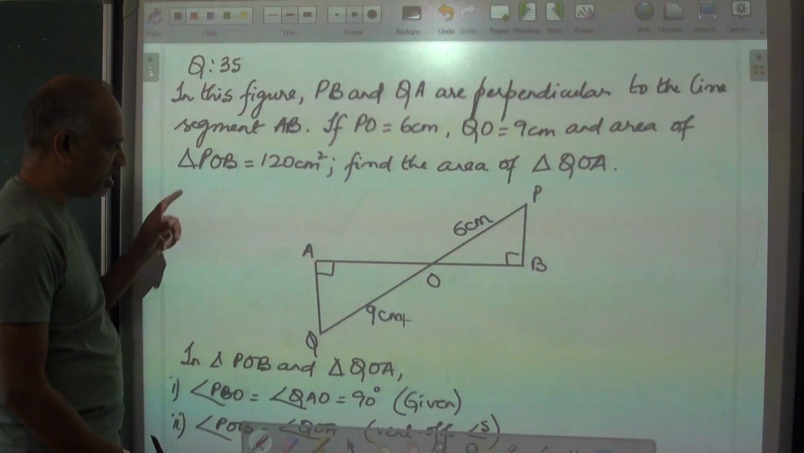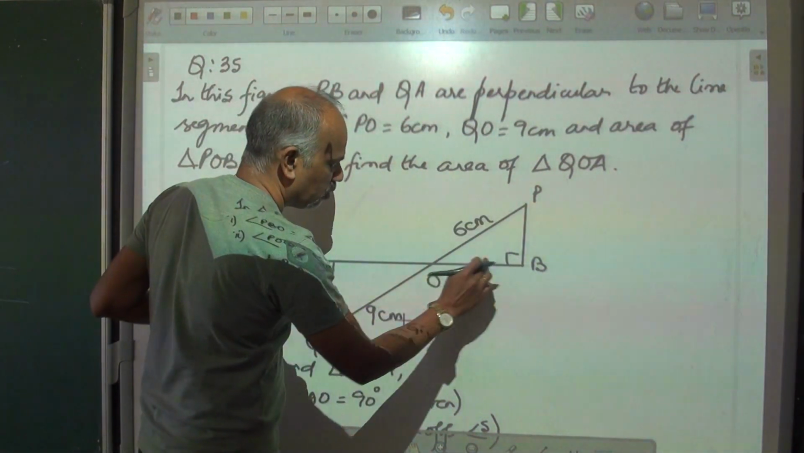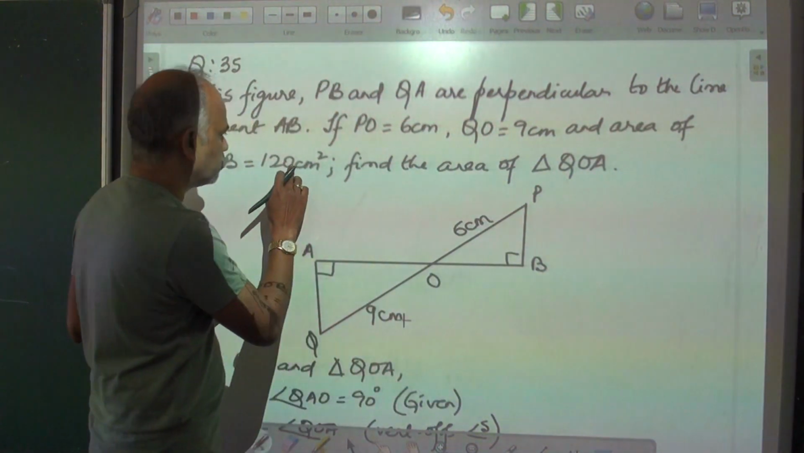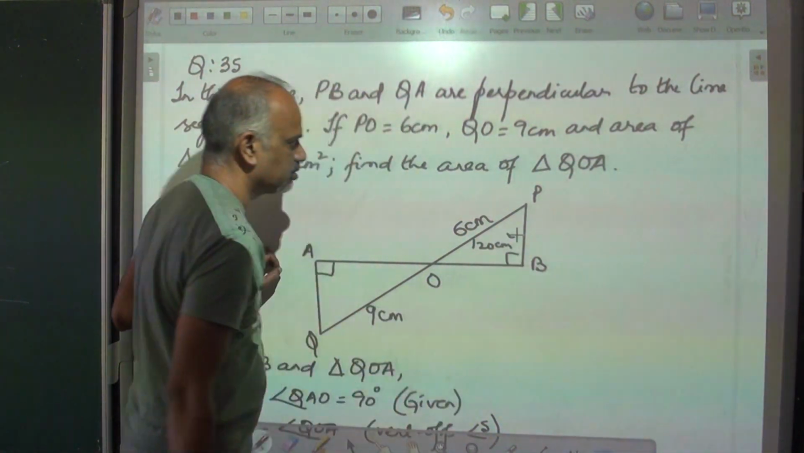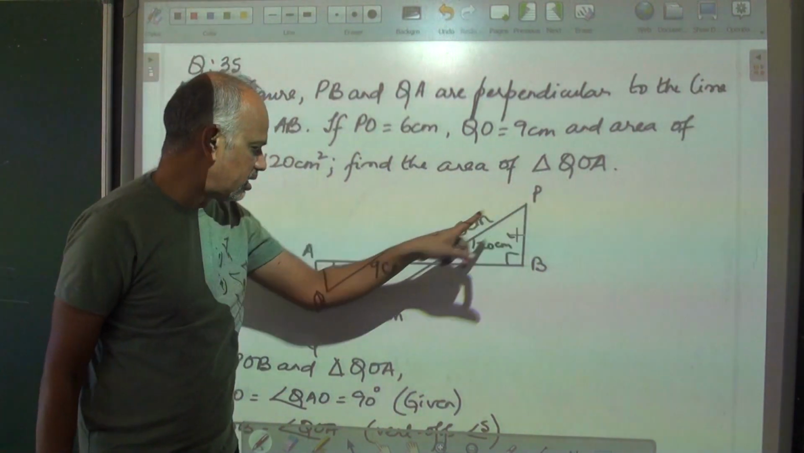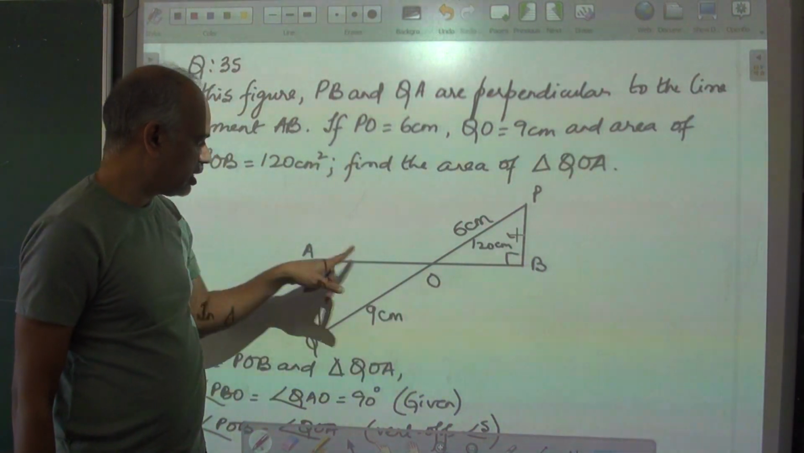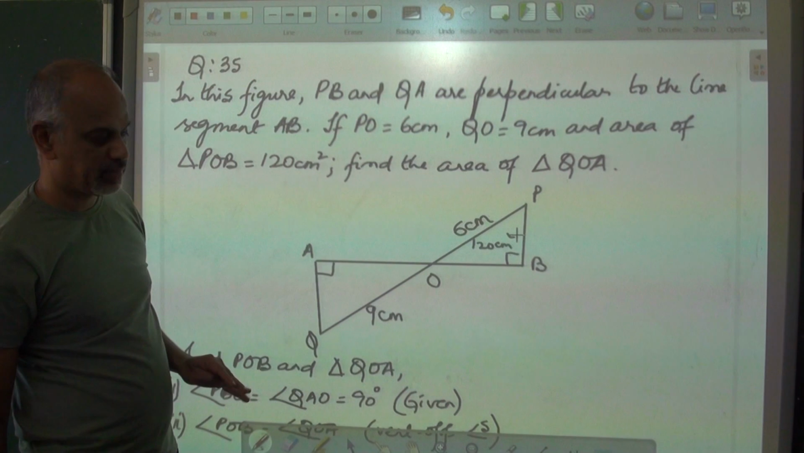And area of triangle POB, this one, is 120 centimeter square. Find the area of triangle QOA. This one's the area you are trying to find.